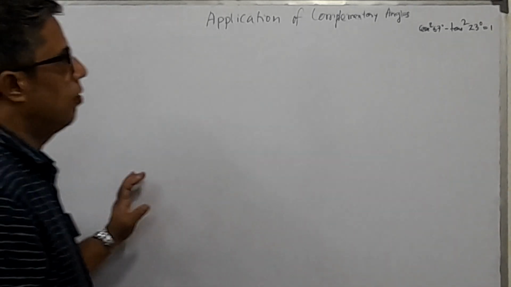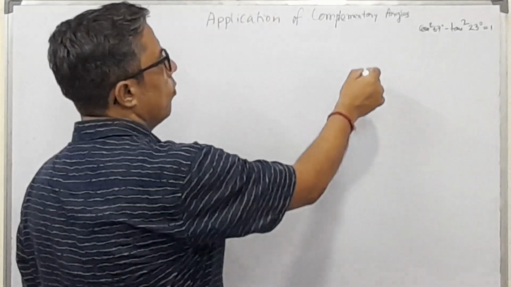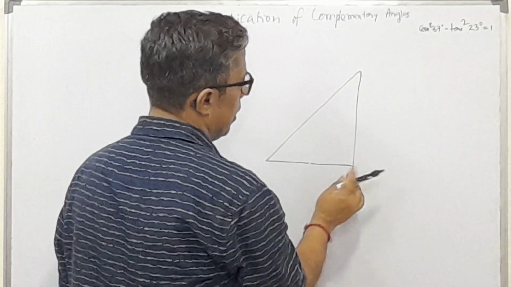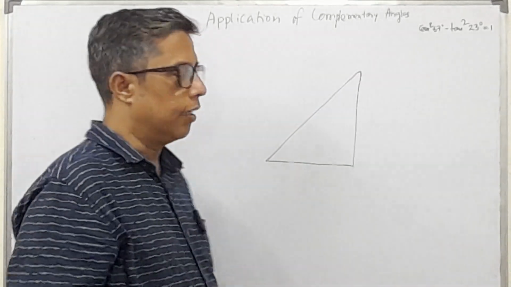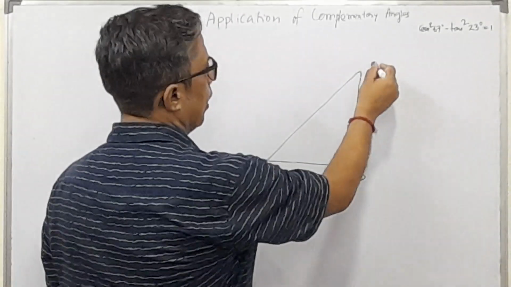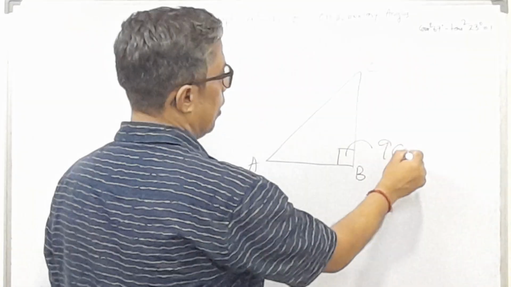Today's session is on application of complementary angle. Before going to the solving of the different sums, let me show you the basics of trigonometry. For class 9, 10, the assumption is that let's say ABC is a right angle triangle. So this angle is 90 degree.